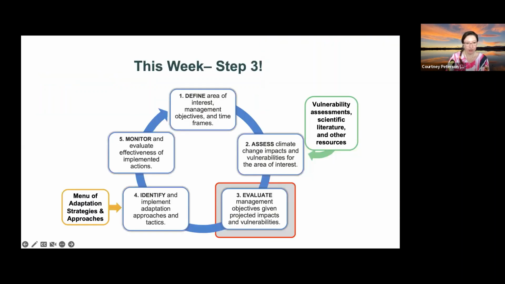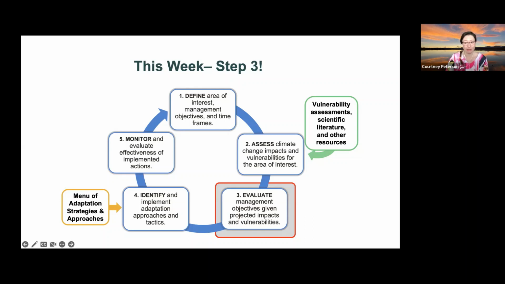All right, so again, this week, we're really going to introduce step 3, which is evaluating those management objectives that you've all developed considering climate change. And so far through this process, we've really figured out where are we working, what do we value, what are our goals and objectives and management timeframes and our management topics. And in step 2, we've assessed those climate change impacts and vulnerabilities for our location and our project of interest, given the different resources that are available.